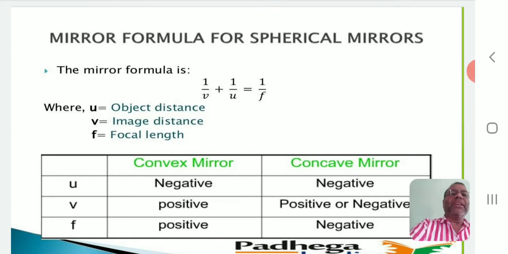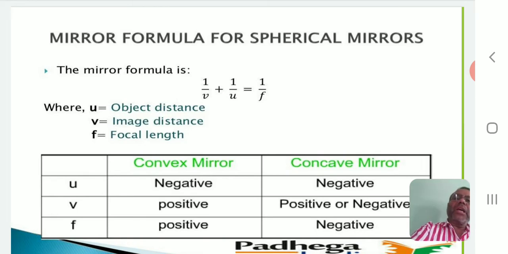Here we are showing the formula for focal length, especially for spherical mirrors, that is 1 upon v plus 1 upon u is equal to 1 upon f, where u is what? Position of object, means object distance. v is position of image. Likewise, a small f is focal length.